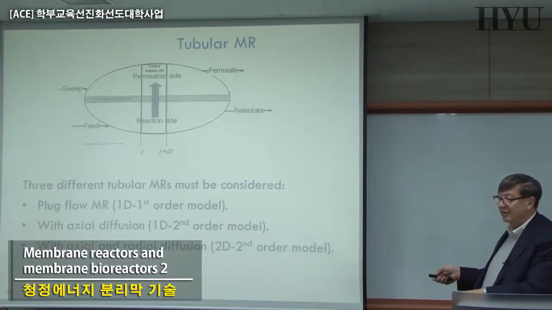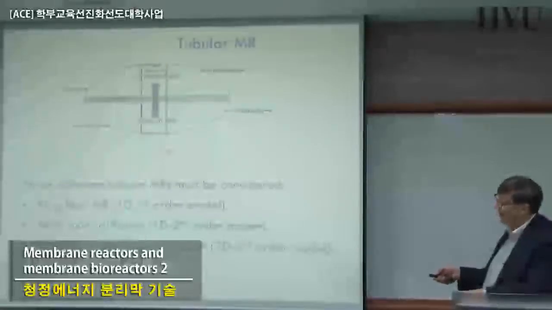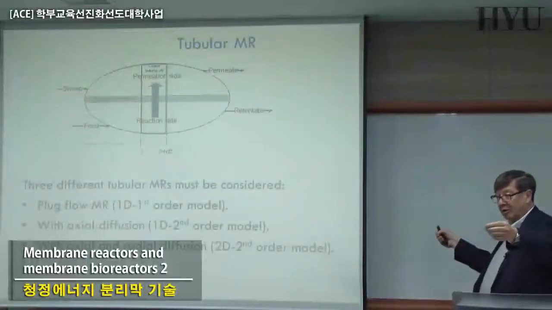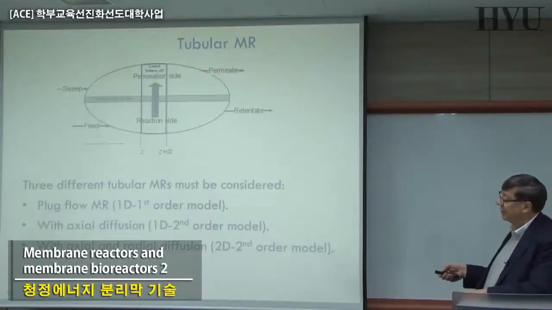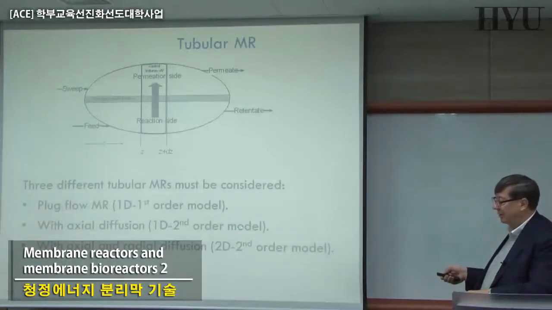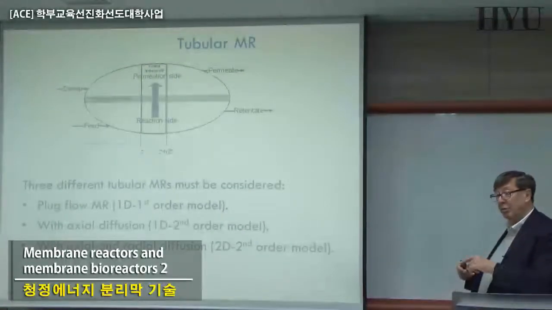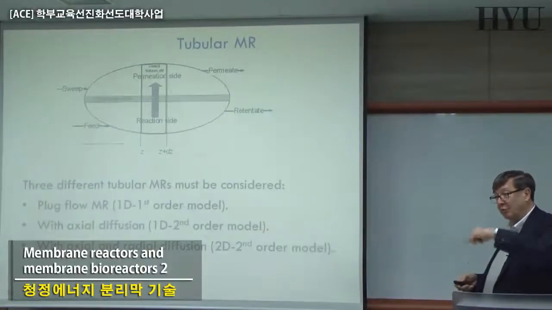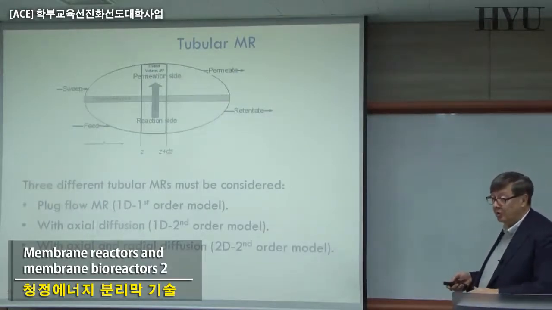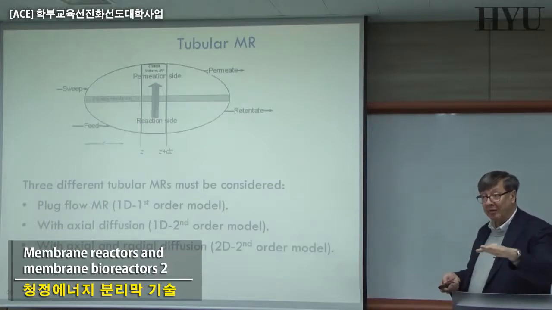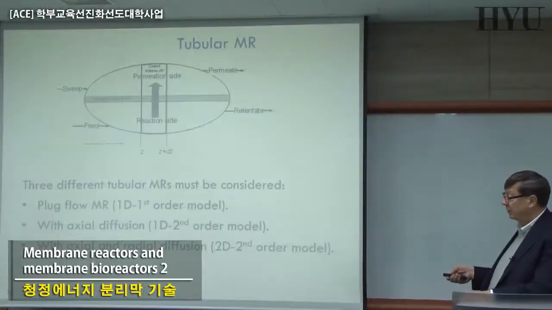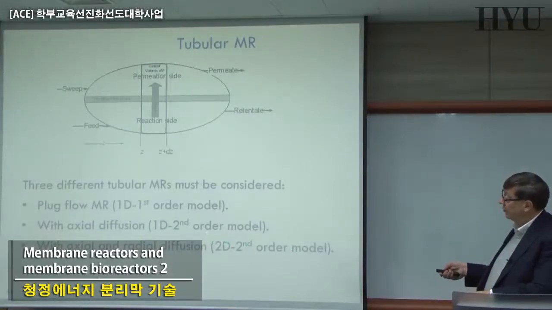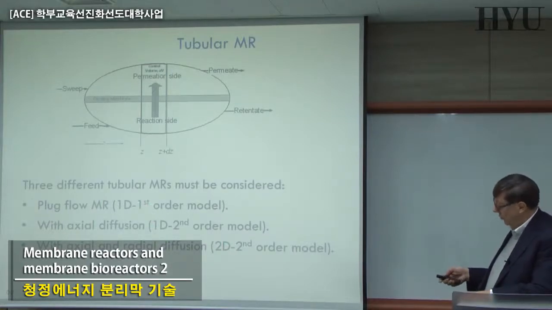You can have a system in which you also have to consider the axial diffusion along the tube, and that can be a component that is not just the plug flow, but the axial diffusion, which will be a one-dimensional second-order model. And you can have both axial diffusion but also radial diffusion. So you can have different values of the concentration, changing the distance from the membrane surface. So in this case you can have axial and radial diffusion, a two-dimensional second-order model, one-dimensional second order, and one-dimensional first order.